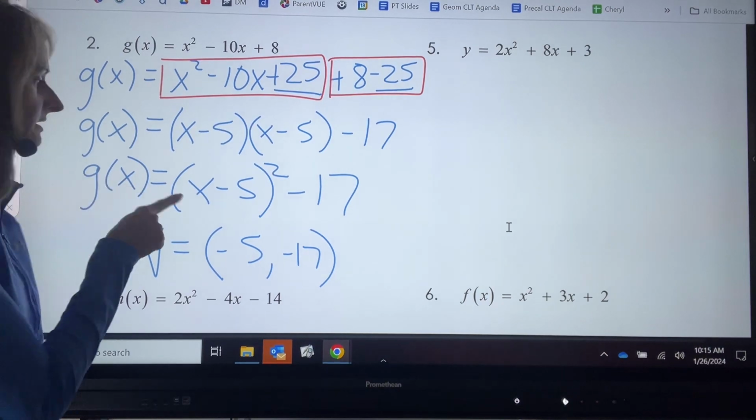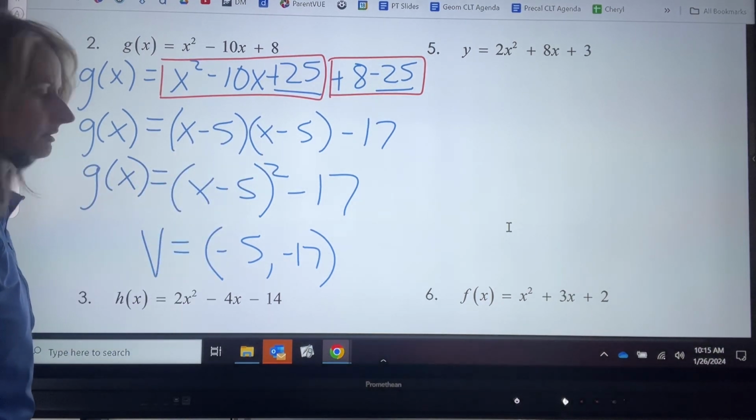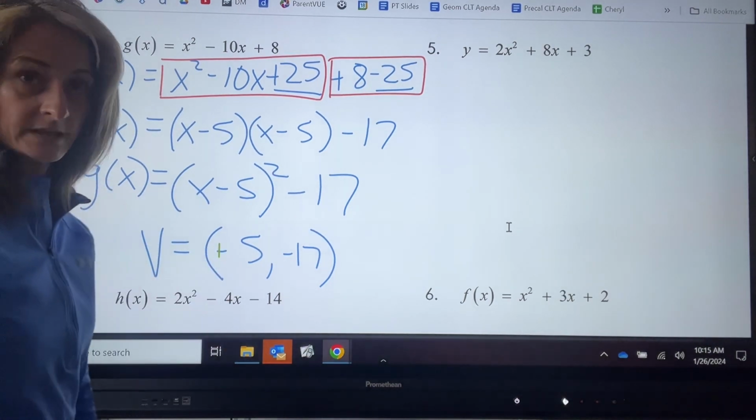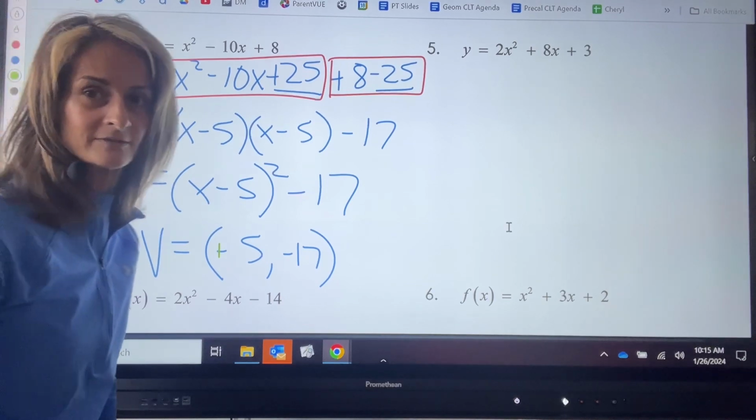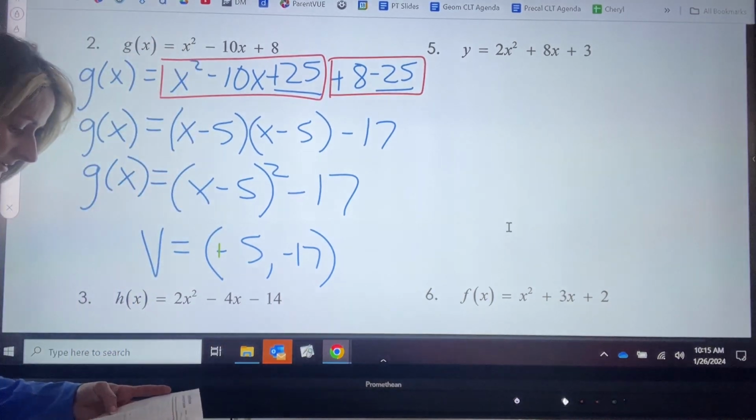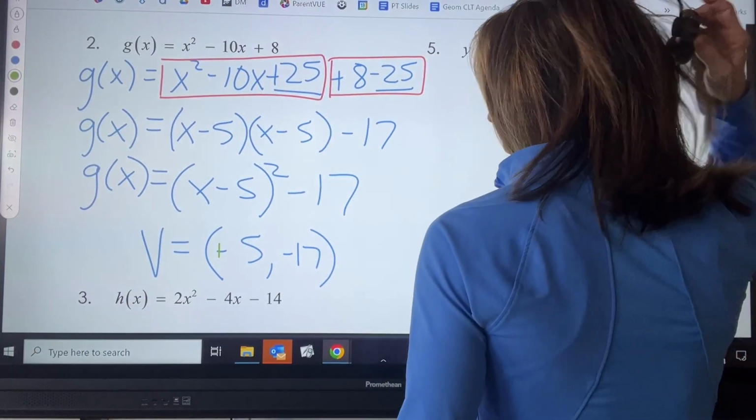Because the h is, what value would you put in here to make this parentheses 0? Positive 5. Thank you. It's a good thing you caught that, otherwise we would have had to delete this video. Thank you. All right. Number 5.